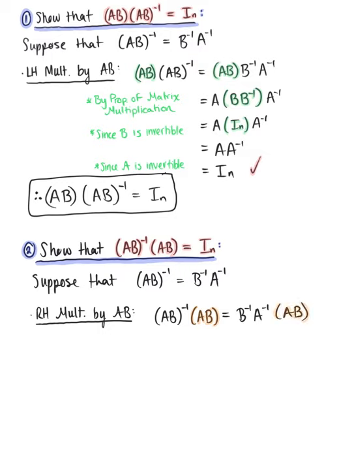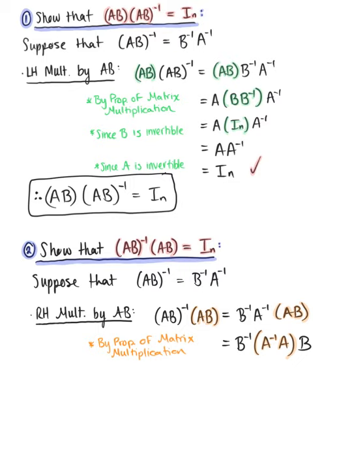Now, by properties of matrix multiplication, we can reorder this right-hand side so that we have the inverse of matrix B multiplied by the inverse of matrix A times matrix A multiplied by matrix B.